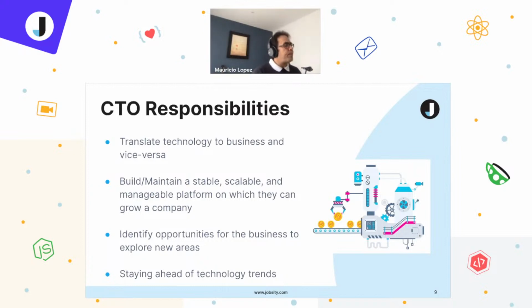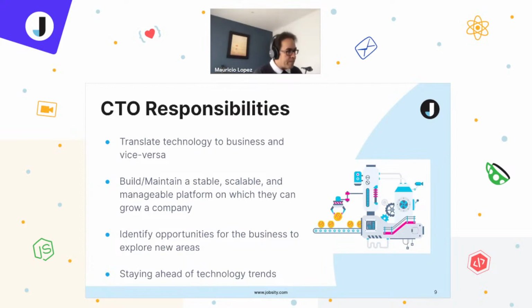Second, build and maintain a stable, scalable, and manageable platform on which they can grow a company. This is one of the things I realized when I entered JobCity 7 years ago. We didn't have a stable and scalable platform. We had something very rudimentary and nothing else. Everything was done on papers, spreadsheets.